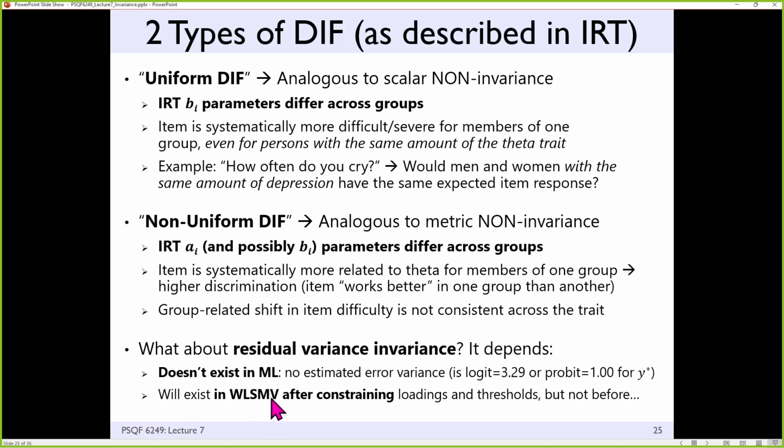However, in WLSMV, so in limited information diagonally weighted least squares estimation, after you constrain an item's loading and thresholds, it is possible for a separate residual variance to be estimated in the alternative groups. It doesn't really mean anything, but it is possible. So I'll show you how that works to be able to test that, because that step is backwards in terms of the order, because you have to keep everything fixed until that point, at which case then you can free it once you have constraints in place.